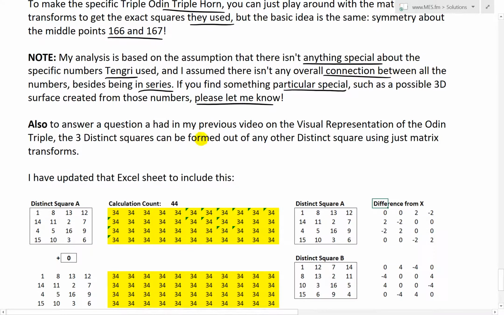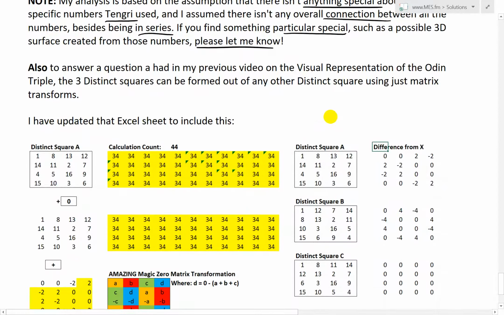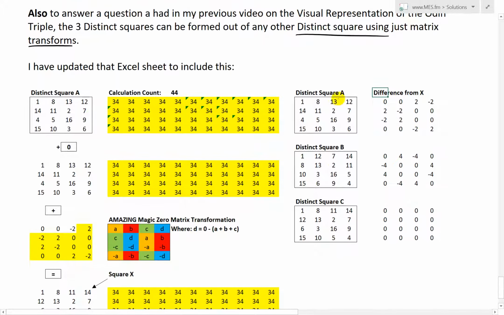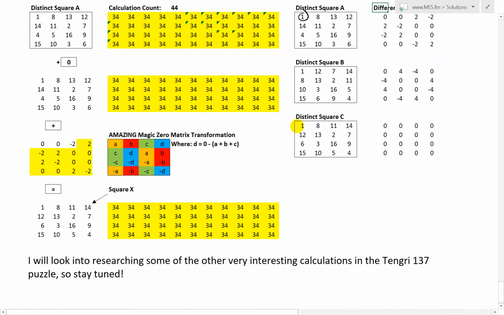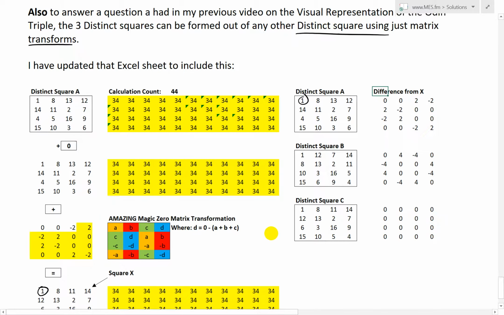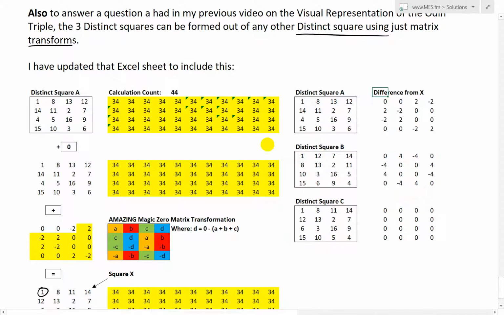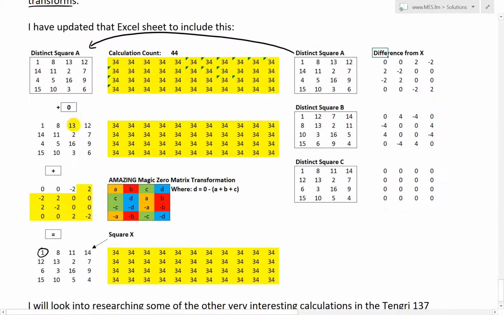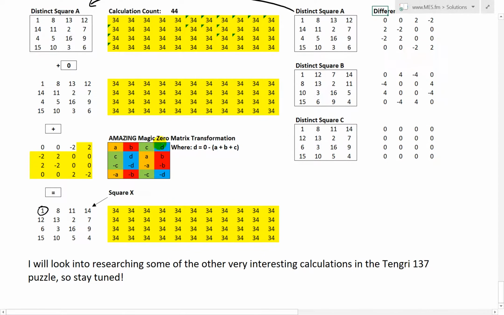Also, to answer a question I had in my previous video on the visual representation of the Odin Triple Horn, the 3 distinct squares can be formed out of any other distinct square using just a matrix transform. Remember, there were 3 distinct ones: A, B, C. Here is an example. If we take the square A and throw it inside our matrix transform, all we do is add 0 here, so we don't affect it. But then look at this amazing magic 0 matrix. All we do is add this -2 there. So A, B are 0, C is -2.